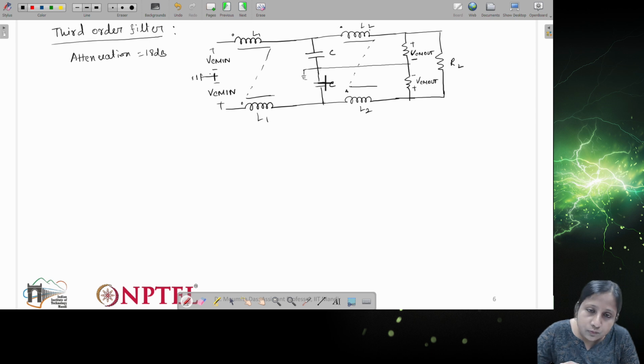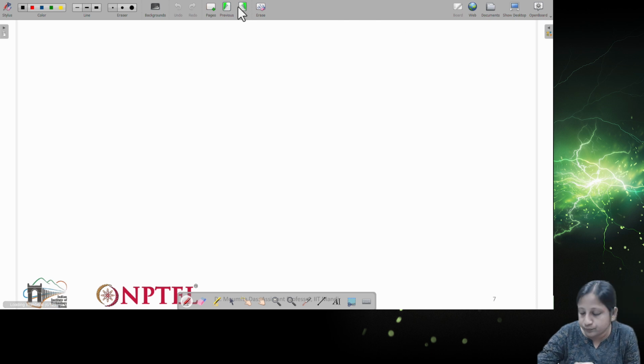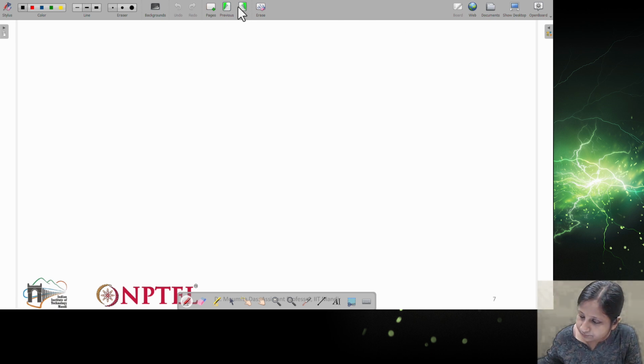Now we have the knowledge of these different filters. Now in order to design any filter, what procedure do we need to follow? That we will see now.